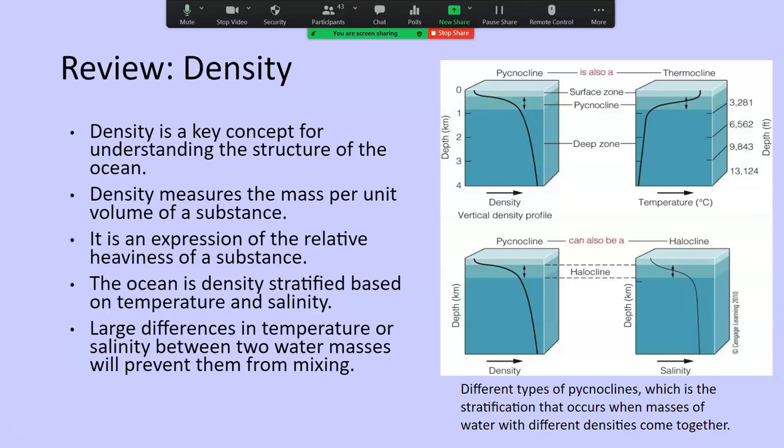And in the ocean, you get this important property known as density stratification. The ocean is stratified based on density, and density is based in large part on temperature and salinity. That means if there are large differences in temperature or salinity between two water masses that are trying to mix, those differences actually prevent them from mixing. So they cause visible layers in many cases within the water column.